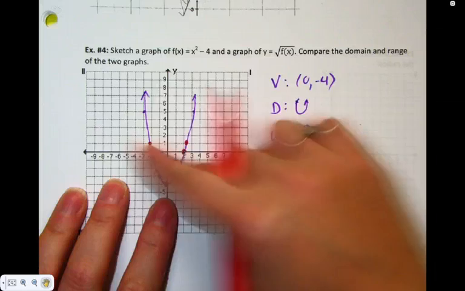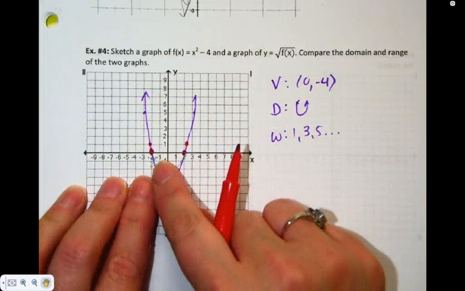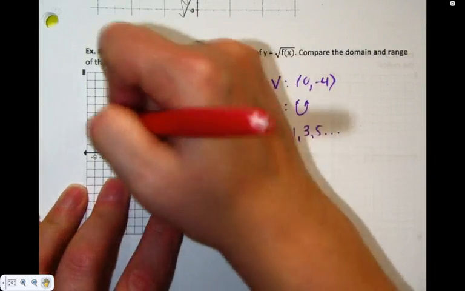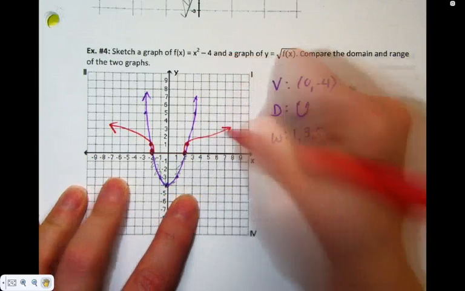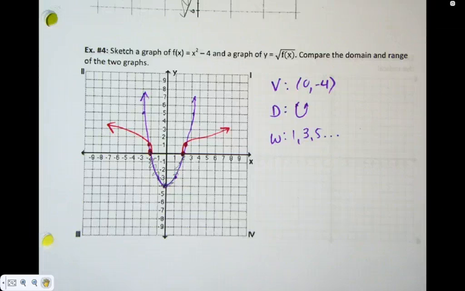If I look at the left side, is it going to swoop to the left or swoop to the right? It's going to swoop to the left. What about on the right side? Swoop to the right. We get a double swoop.